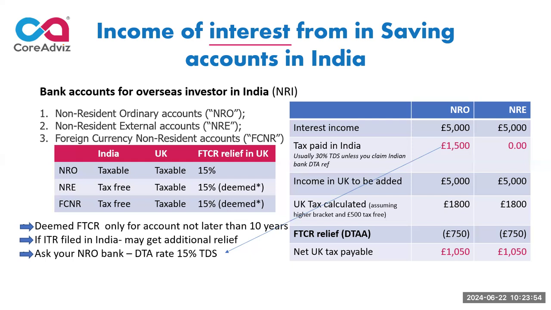So there is a table of illustration. I have tried to explain the NRO and NRE situation. If you have interest income equivalent to £5,000, 30% TDS will be deducted by your banker, which is £1,500. But in NRE, it will not be deducted, and there is zero tax in NRE. So in the UK, you have to add the £5,000 income in both scenarios. UK tax will be calculated assuming that you are in the higher bracket, 40%. So 40% of 5,000 is £2,000, and UK tax is calculated as the same in both scenarios.